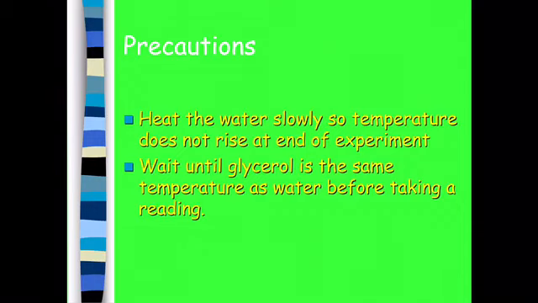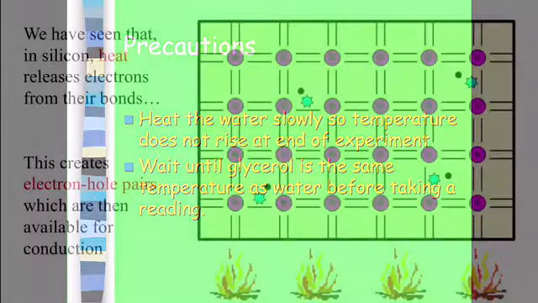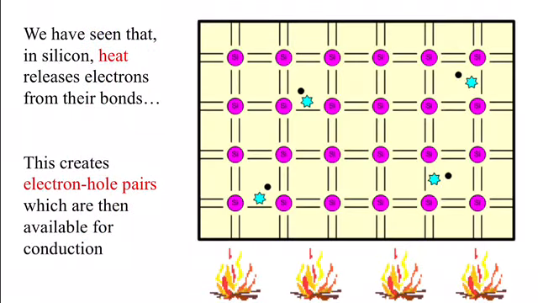So, to recap, an intrinsic semiconductor is pure silicon. We create electron-hole pairs with heat, which can then conduct electricity. In the next section, we will talk about extrinsic, which are things which are being doped, which I hope is not applying to you.